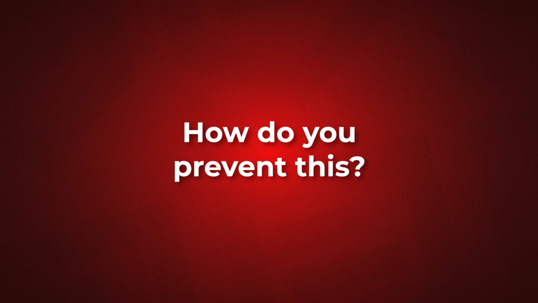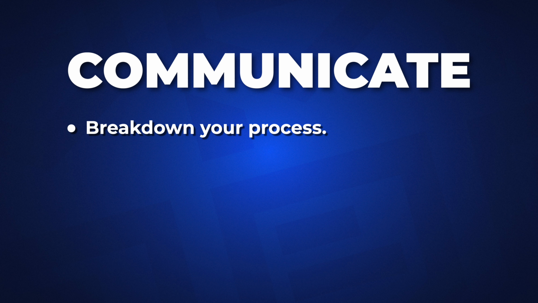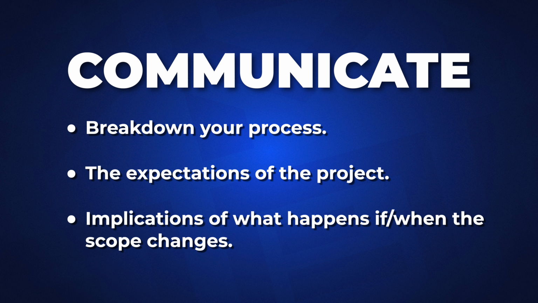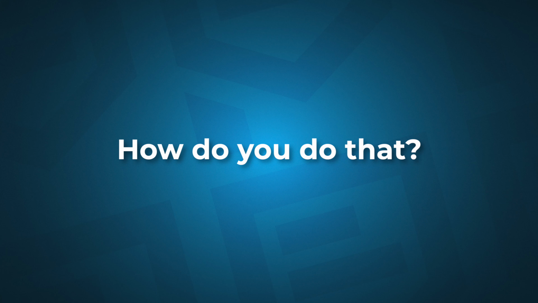So how do you prevent this from happening to you? Well, to start, it's important to communicate everything to the client. You need to break down your process, the expectations of the project, and the implications of what will happen if the scope changes. And you need to stick to your guns and not let things slip through like I did. So, how do you do that?